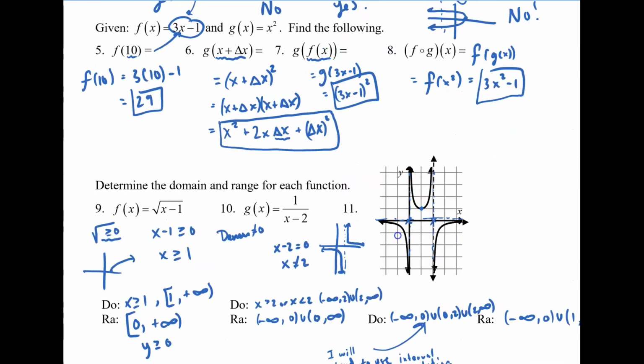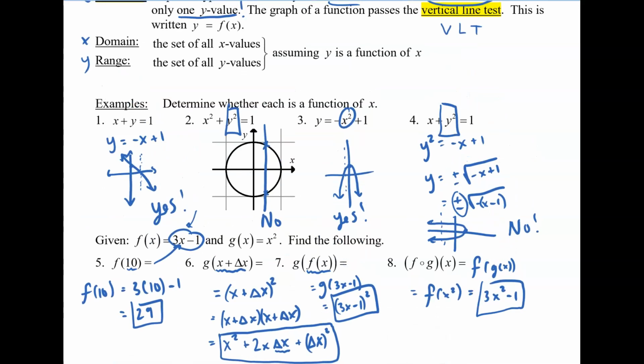Visually, this will be represented by the horizontal line test, and the function, if it's one-to-one, will also pass a vertical line test. So I'm just going to go back up here to these examples 1 through 4, and I'm just going to show you the horizontal line test. If I draw a horizontal line through the first example, that passes the horizontal line test. And in example 2, if I draw a horizontal line through this relation, notice that it intersects at 2 x values.